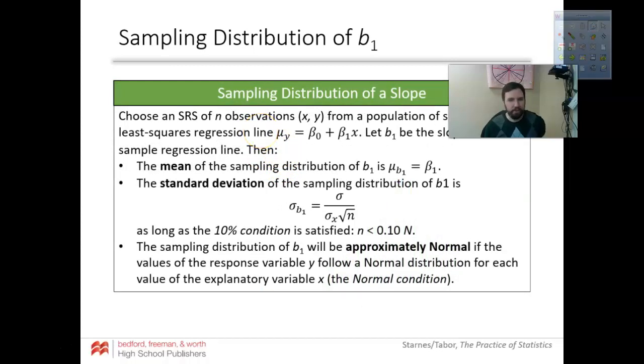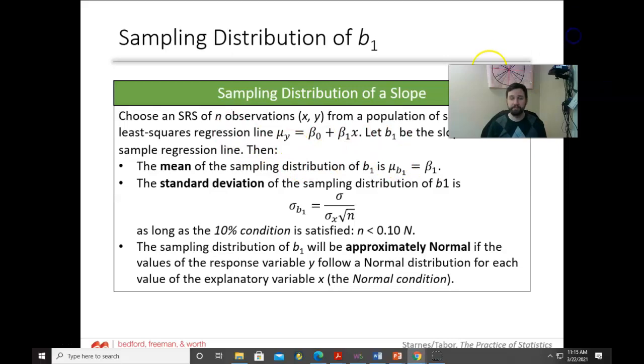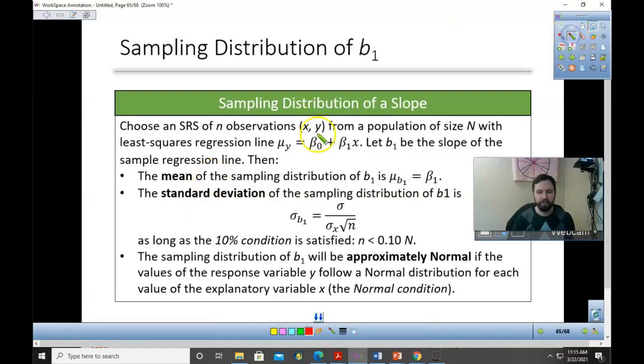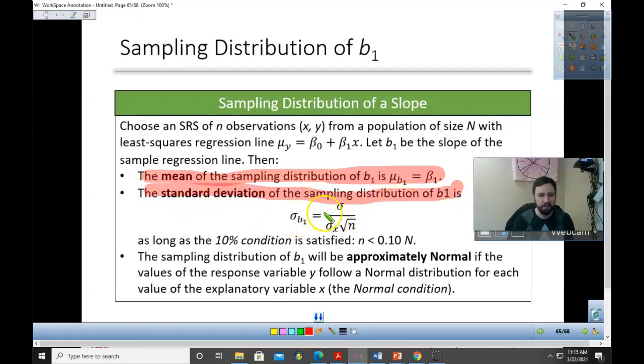So again, if we are taking a sample of size n from a population of size capital N, and we know that to be the population's least squares regression line, and we let b, little b, be the slope of our sample, then, oh good, my face was covering that. Oh, now it still is. Winker biscuits. There, I fixed it so you can see there. If all that's true, the mean of the sampling distribution should be the same as the population slope, right? And the standard deviation of our sampling distribution is going to be equal to the population standard deviation over the standard deviation of our entire population times square root of n.